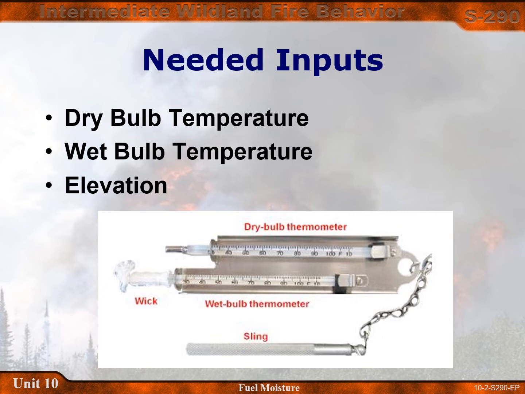This has two thermometers. The dry bulb measures the ambient air temperature. The wet bulb has a saturated wick, which measures the temperature of evaporation.